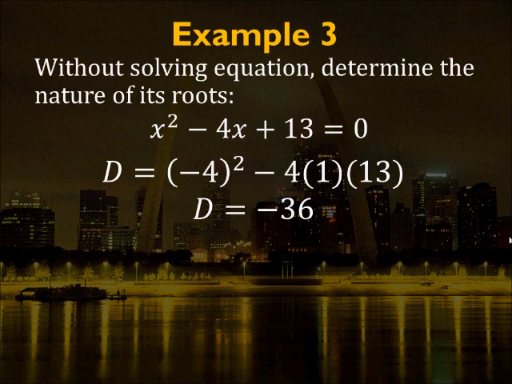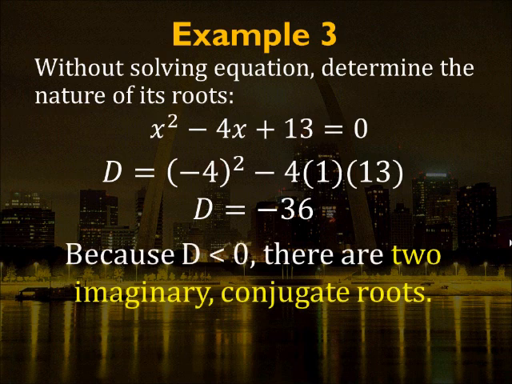Well, if you have a negative discriminant, under number 3, you have to have two imaginary conjugate roots, which makes sense, because if you have a discriminant that's negative, that's the part under the square root in the quadratic formula. So by looking at it right there, you notice that you're going to have an i in the answer because you have a negative in the square root.